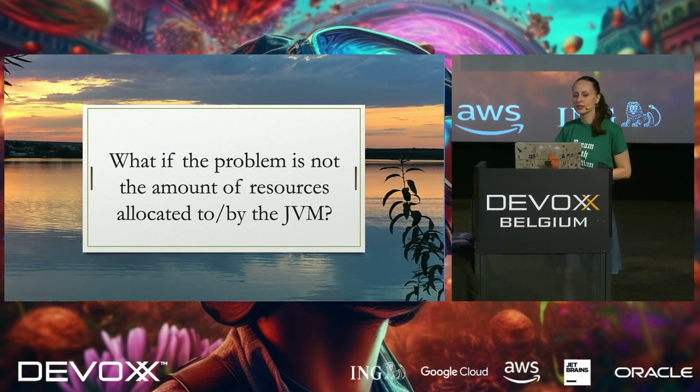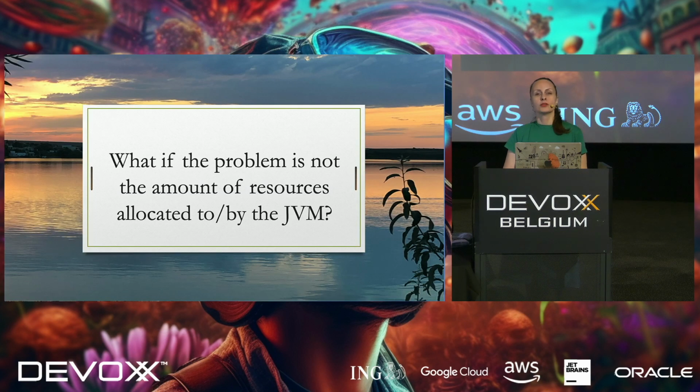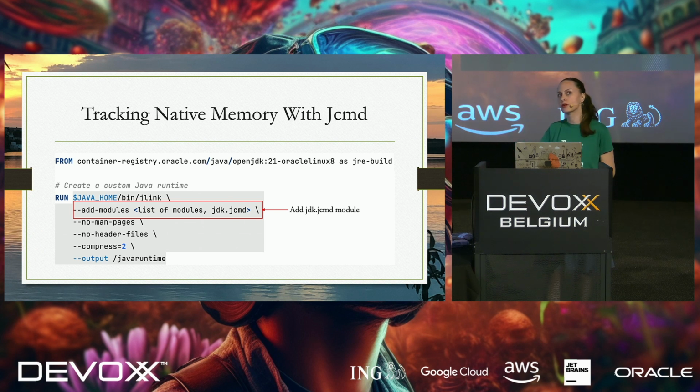Because maybe the problem is not the amount of resources allocated to and by the JVM. So maybe we can send some diagnostics to the JVM. To help us with sending diagnostics, we need to use a tool called jcmd. Now, to add jcmd to what we already have, because our application works only with the modules needed for running at that moment, and we need to add our tool to our JRE, I'm just going to add the module jdk.jcmd, and that's it. Just add that for jcmd usage.